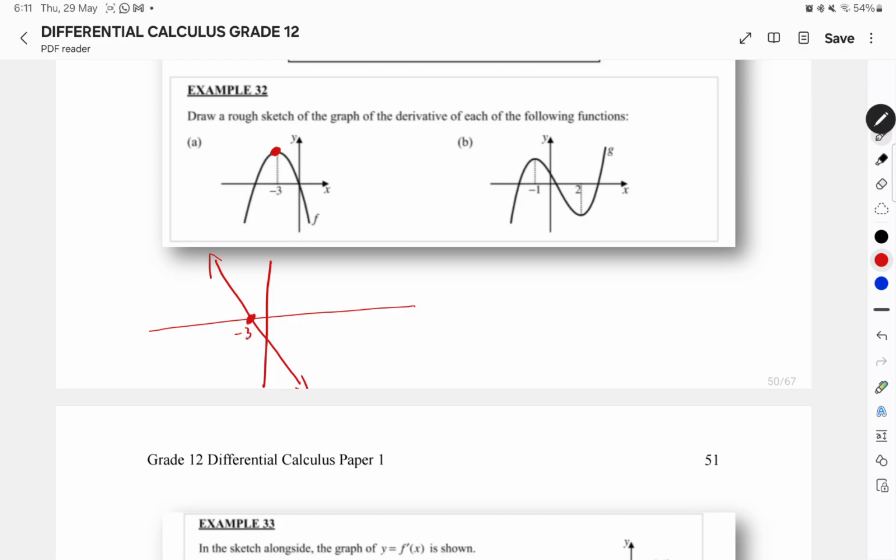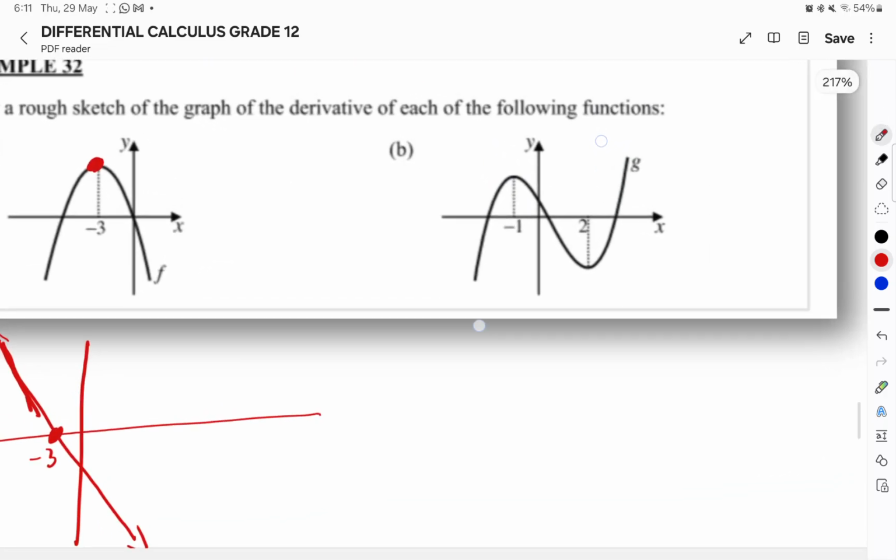It's a rough sketch, guys, so we're just interested in the point. That's where your point will be. It will be the x-intercept of your graph, and your graph must decrease. If it was a concave up graph, let's say maybe the turning point was at -3, then the graph could have been increasing and then 3 there. I hope you understand.